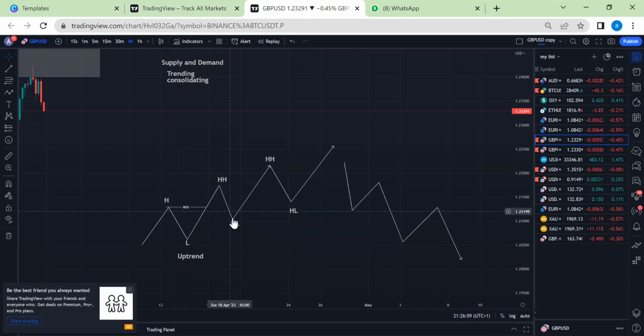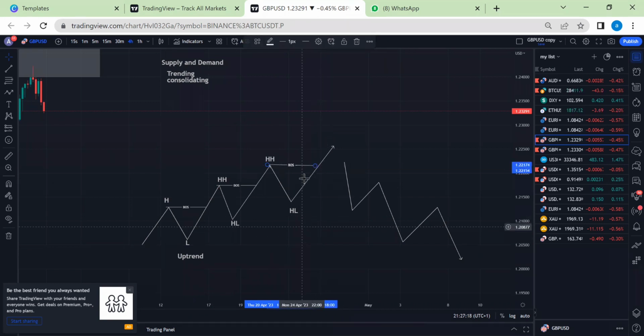Then it reverses again and makes another high. Then we call this another break of structure. It reverses again, okay, like this, and gives us another high, breaking this previous high. We call it what? Another break of structure. So as far as we keep having higher high, higher low, higher high, we're having break of structure, you can safely say price is going up and will continue going up.